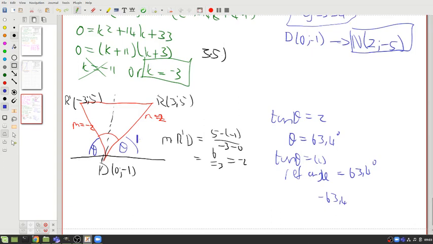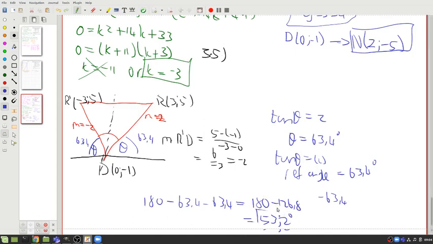So if both of these are 63.4 and 63.4, then we can say 180 minus 63.4 minus 63.4, because a straight line must be 180, and that will give us 126.8. So 180 minus 126.8, and that gives us 53.2, I believe, 53.2 degrees. Okay, yes, that works out. Alright, so that is our answer.